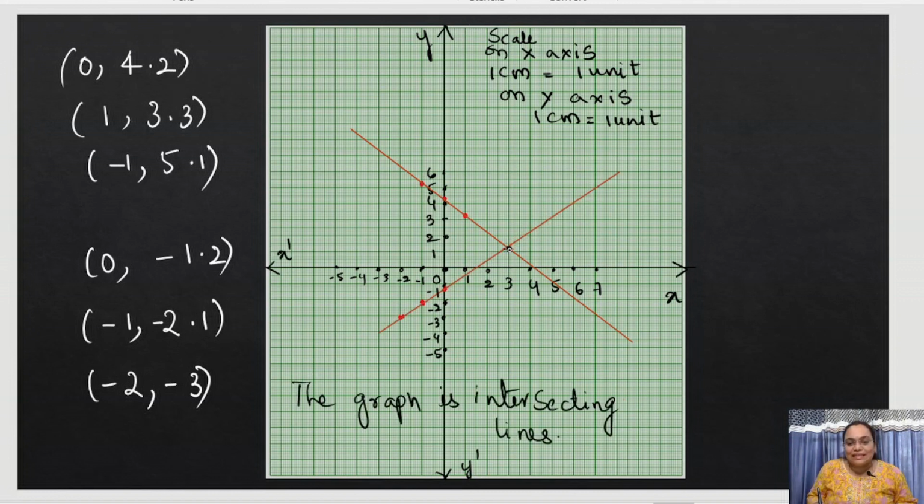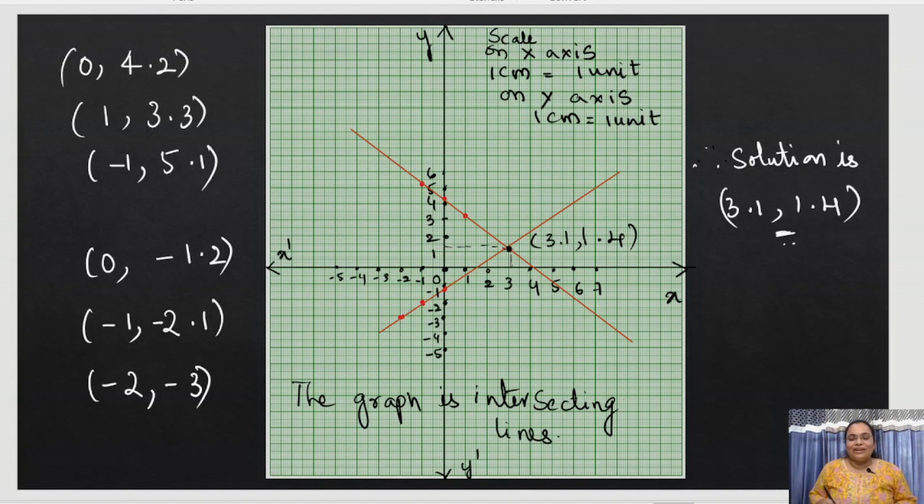From the graph, we can say that these are intersecting lines and it has one unique solution, which is at 3.1 and 1.4. Okay. So the solutions are at 3.1 and 1.4. It is intersecting at 3.1 and 1.4. Okay. So therefore, the solution is 3.1 and 1.4. Okay.